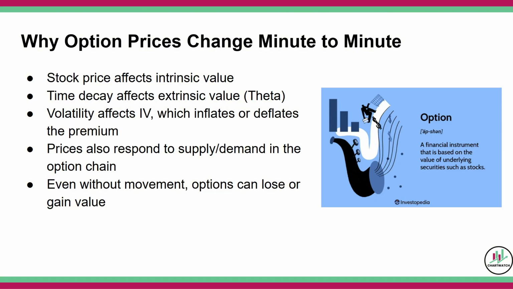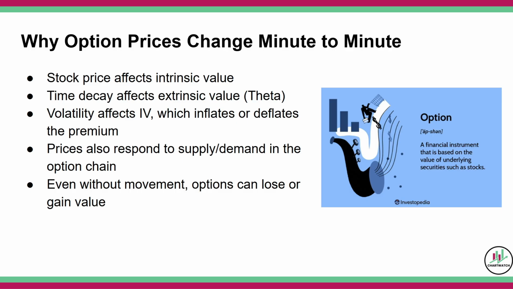Implied volatility, this is where things get tricky and where traders often get surprised. Implied volatility can rise or fall based on news, sentiment, or even rumors. If implied volatility goes up, premiums inflate, even without price movement. If implied volatility drops, premiums deflate, sometimes even sharply. This is why options often lose value after earnings, even when the stock moves as expected. Changes in implied volatility are invisible on the price chart, but they're very real inside the option chain.